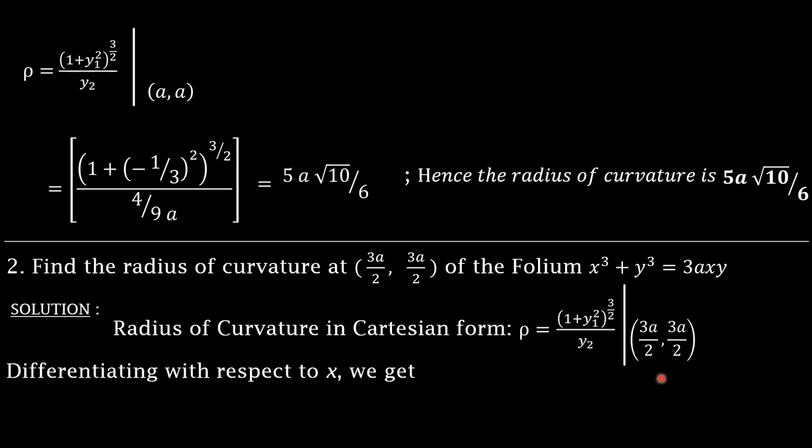Therefore, differentiating the given curve x cube plus y cube is equal to 3axy with respect to x, the equation reduces to the form. What is the differentiation of x cube? It is 3x square, plus differentiation of y cube with respect to x, that is nothing but 3y square into y1, which is equal to 3a into differentiation of xy. So x into differentiation of y with respect to x, that is y1, plus y into differentiation of x with respect to x, that is 1.